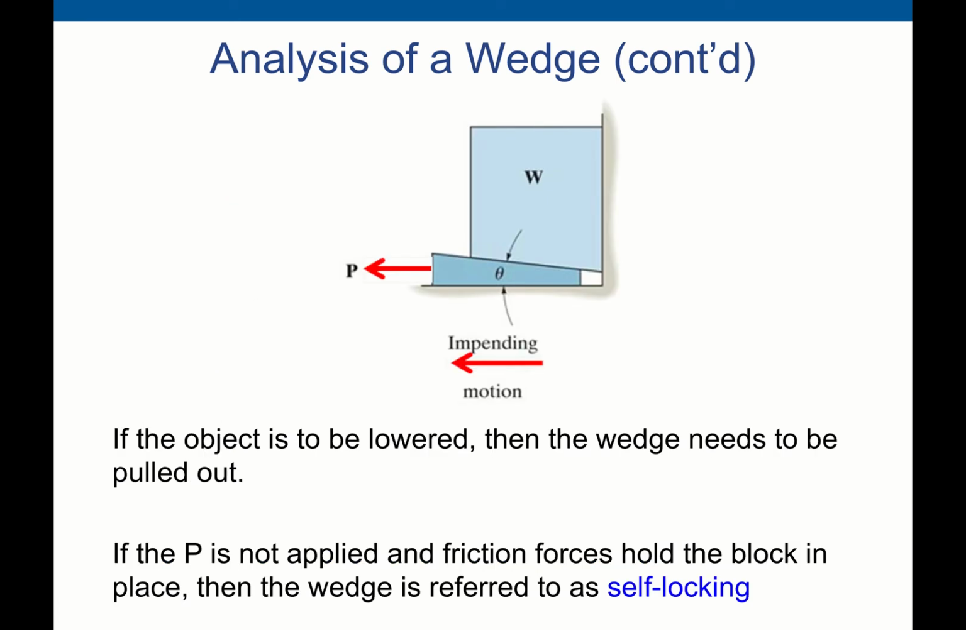Oh, by the way, I want to mention the definition of self-locking. If there are no pushing or pulling forces, then the friction force between the wedge and the object holds the block in place. In this case, we call this self-locking. There is no pushing or pulling force, so we call this self-locking.